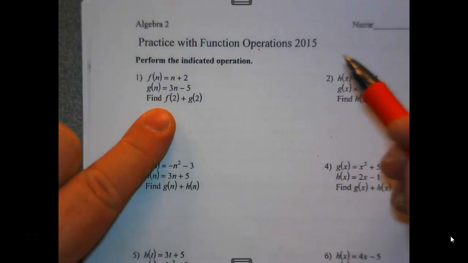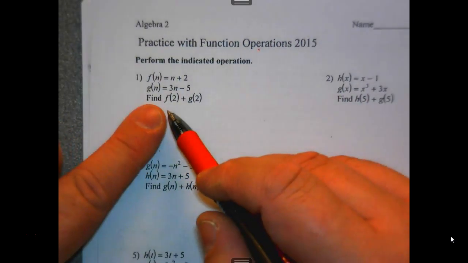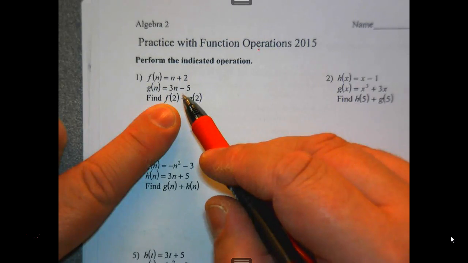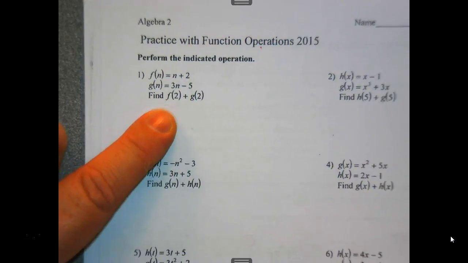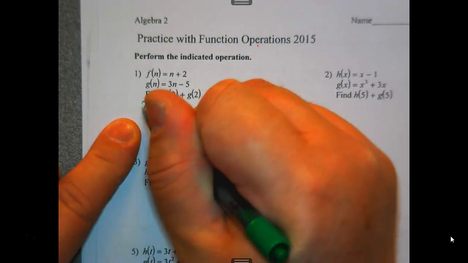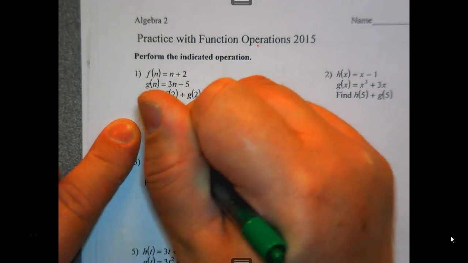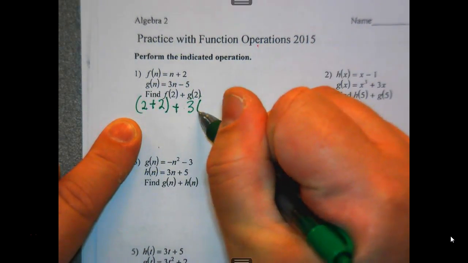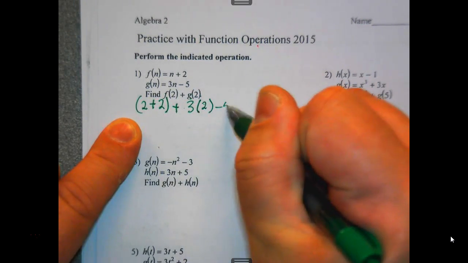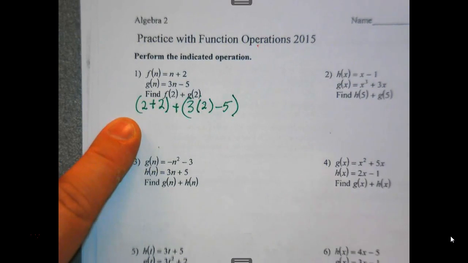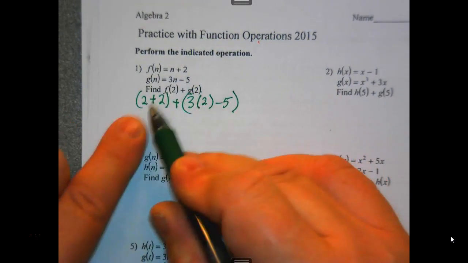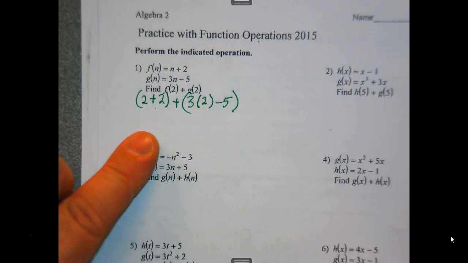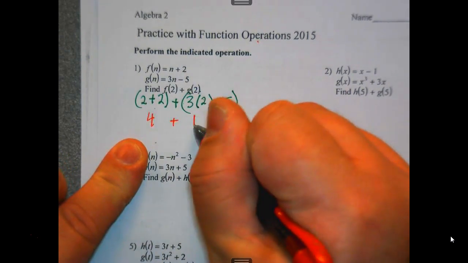So, hey, listen, on your first homework problem, where it says f of 2, what do you do with that 2? You just plug it in for n, right? So you have 2 plus 2, that's your f of 2, plus your g of 2 is going to be 3 times 2 minus 5. Right? And then you just sum. We did that yesterday. So I have 4 plus 1, which is 5.